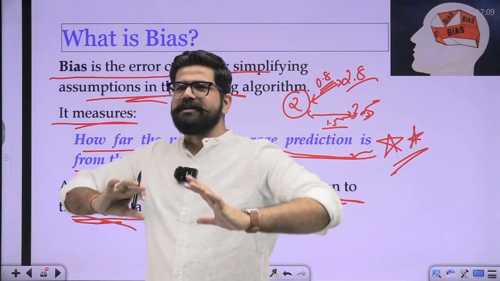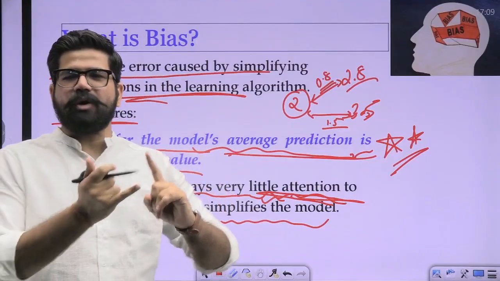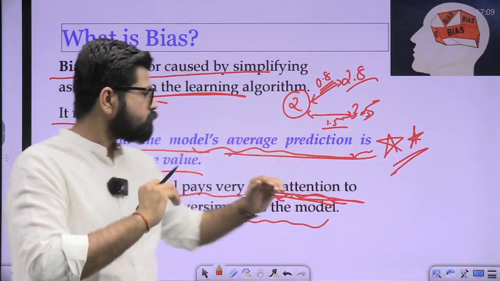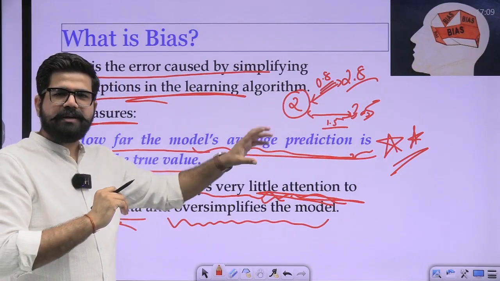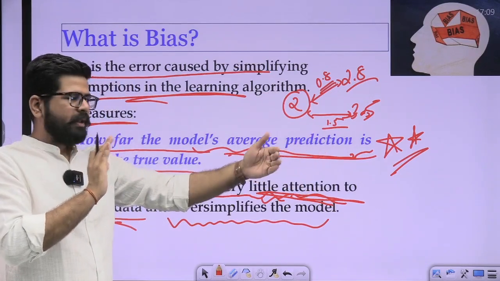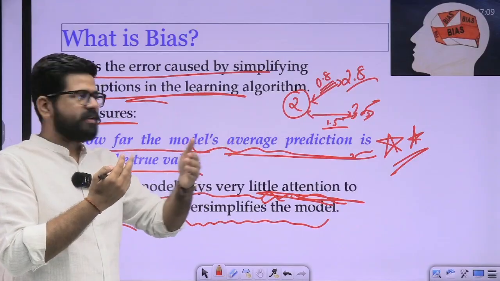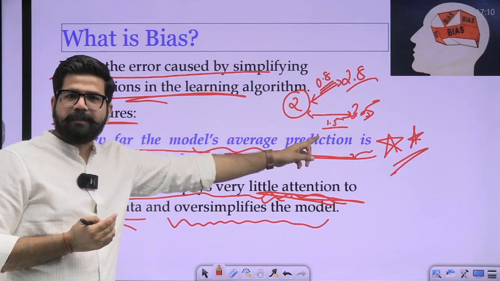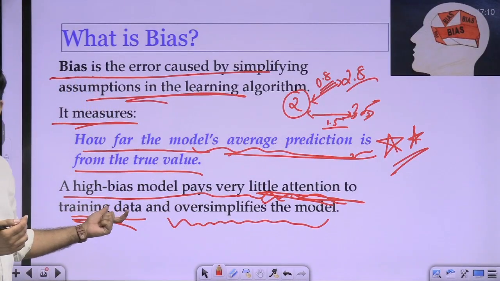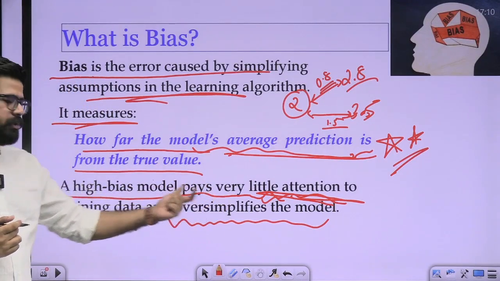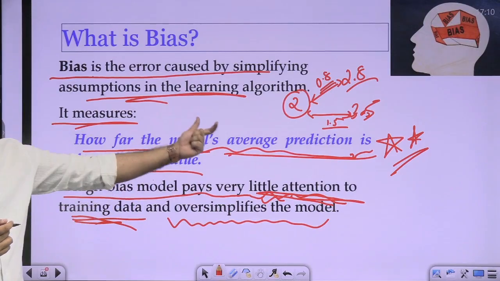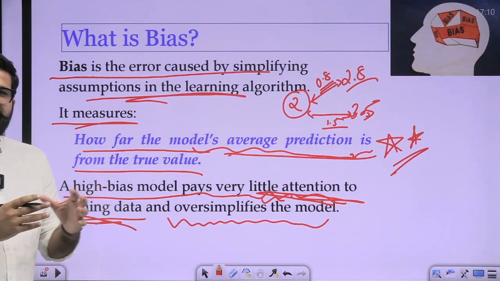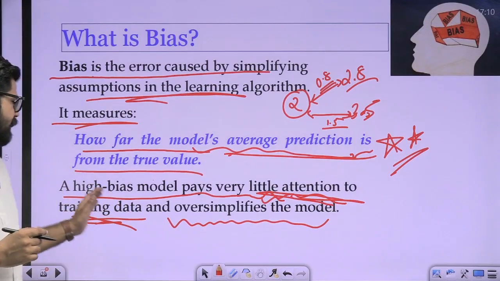So here are the two or three concepts. Number one, what is a bias? It is the difference, how far your average prediction is from your true value. If that value is too far, for example, here 0.8 and here 1.5, then 1.5 is a higher bias. That means very little attention to the training data is given in the second case, and it oversimplifies your model. That's why some basic training data will be neglected in the case of high bias.